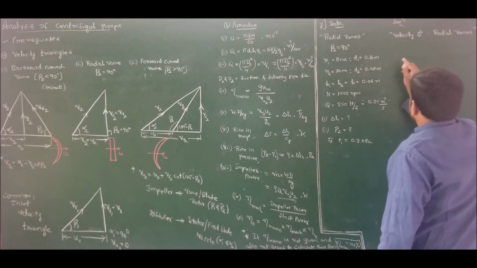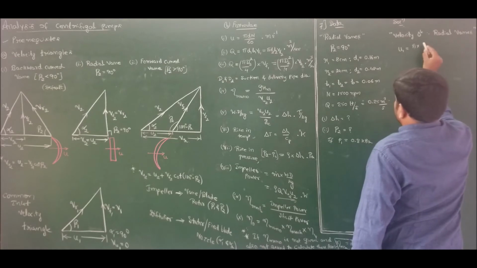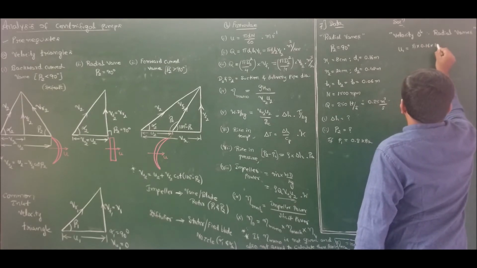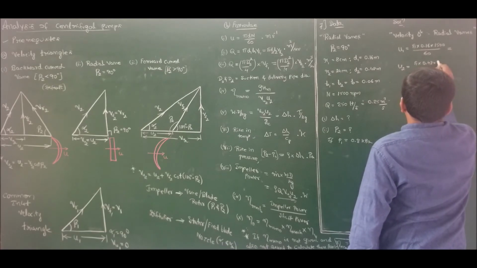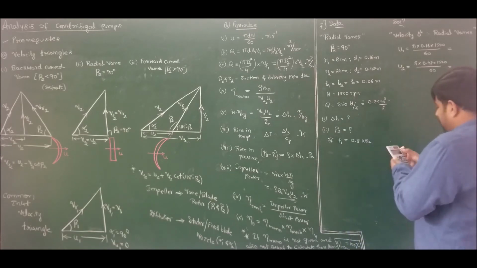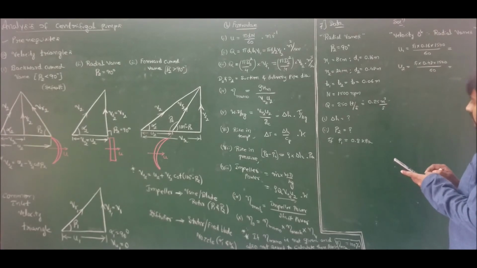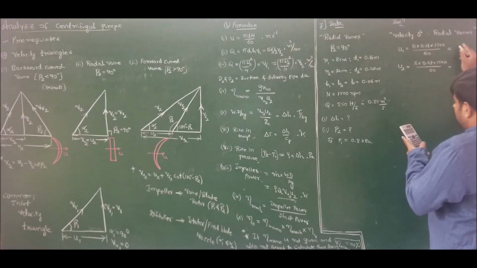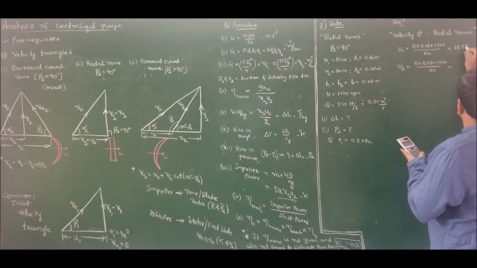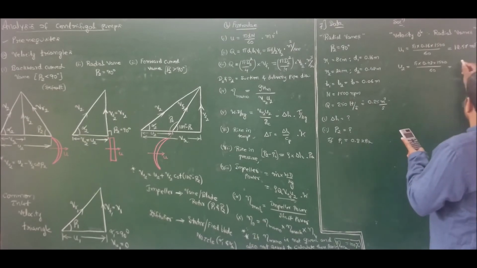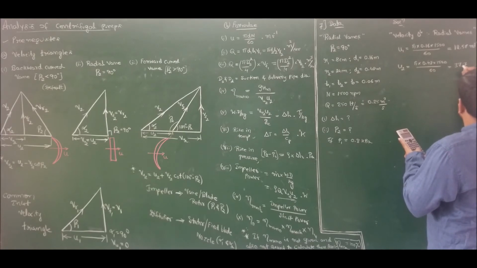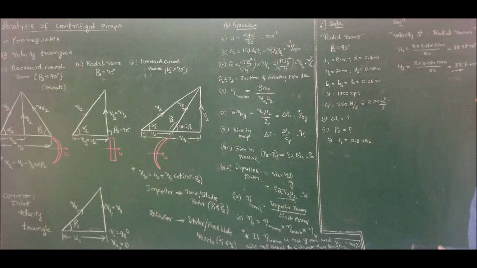We know D1, D2 and N, so find U1 and U2. U1 is pi D1 N, which is pi into 0.16 into 1500 by 60, which is turning out to be 12.57 meters per second, whereas U2 is pi into 0.48 into 1500 by 60, which is turning out to be 37.7 meters per second. We have found out the values of U1 and U2.